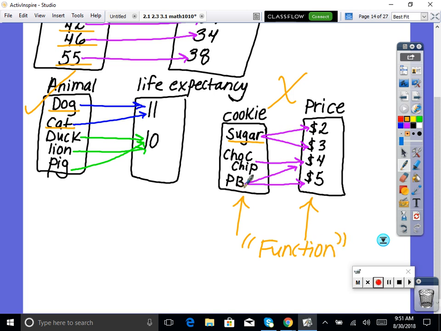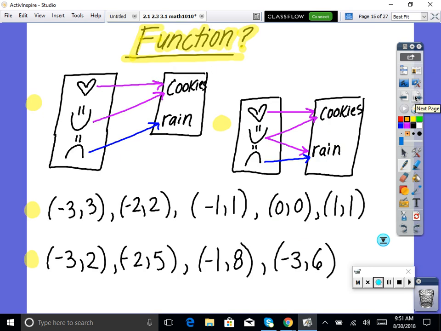Peanut butter had 2 answers, so it was not a function. Okay, keep going, tell me if these are functions or not, making sure we're good. Is this one a function? Yes. Is this one a function? No, because of? Smiley face. Okay, good. How about these points? A function or no?